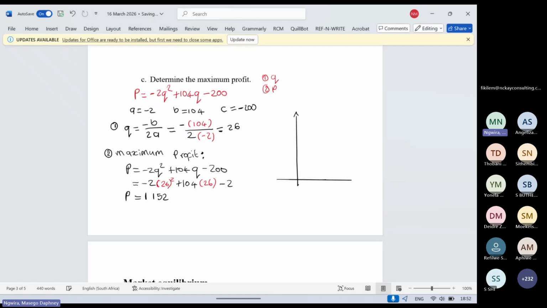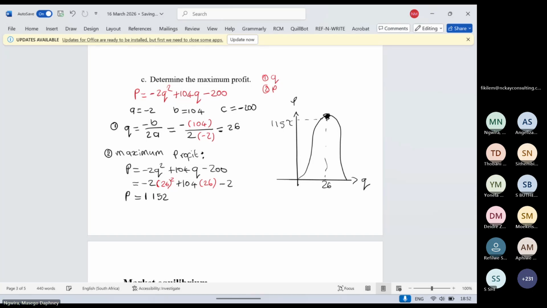Because my function, by now you know that P must be here, then Q must be here. So this will be something like this. Our A is negative, so it's going to face something like this. So yes, this is my maximum turning point. This is 1152, and then this is 26.